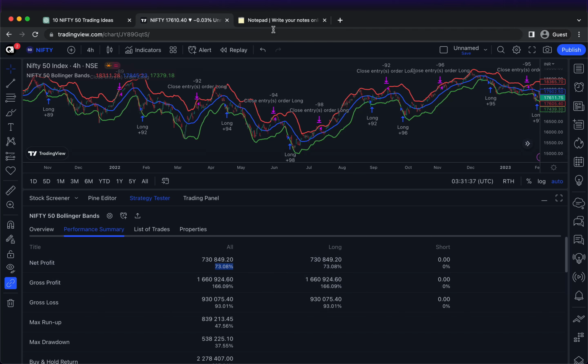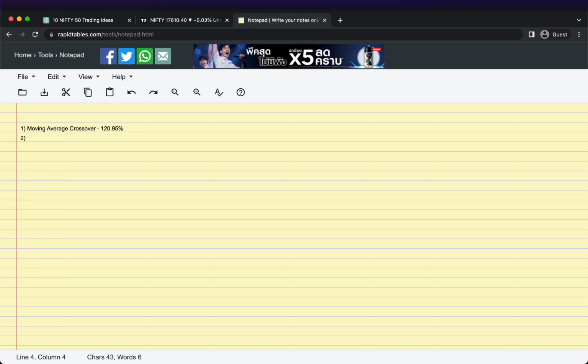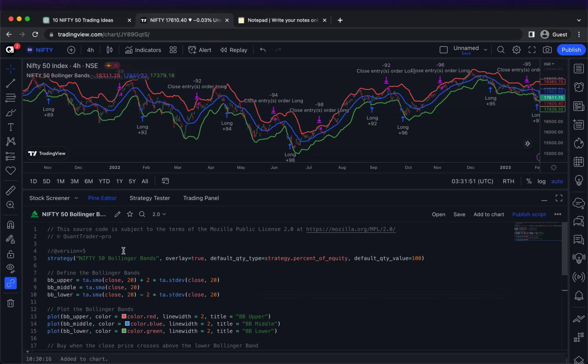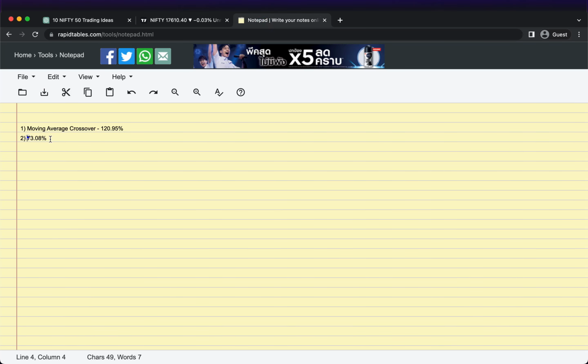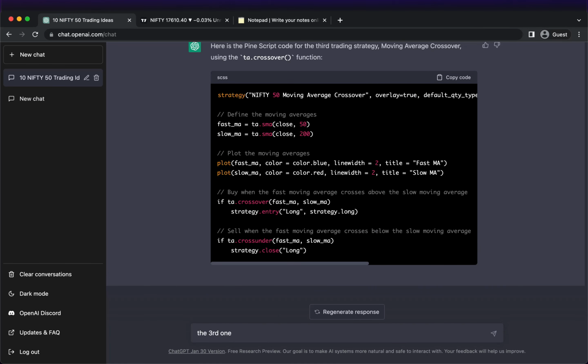Okay, now we have 73% for this strategy. Let's put it down here. So it was the Bollinger Bands strategy. So we can't copy it here. Let's just probably, okay, copy it here. Fine. And let's put it in our records spreadsheet. And now let's go to ChatGPT and ask to create the third strategy.